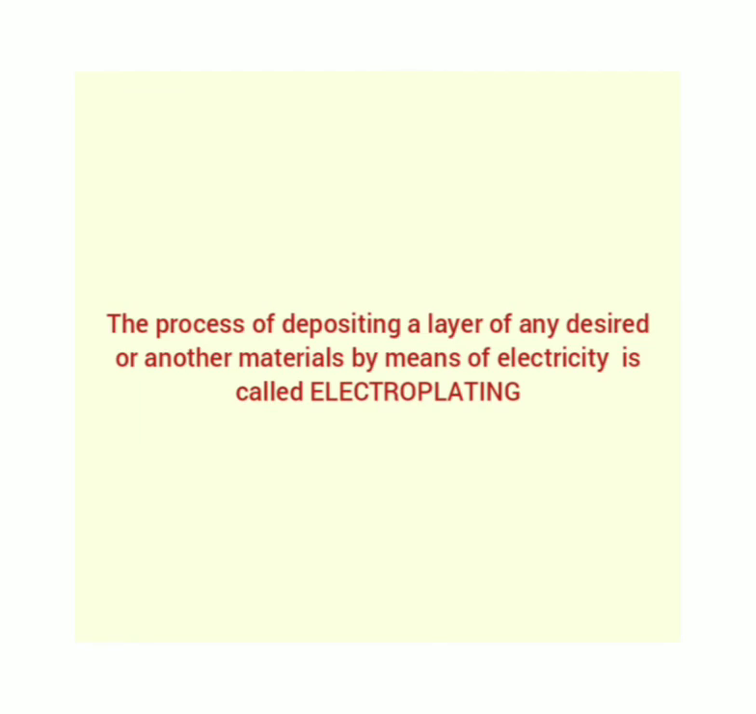Now how can we define electroplating? The process of depositing a layer of any desired metal on another material by means of electricity is called electroplating. Electroplating is a very useful process. It is widely used in industries for coating metal objects with a thin layer of a different metal.